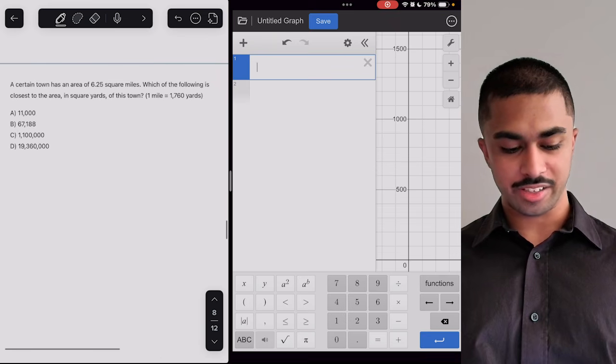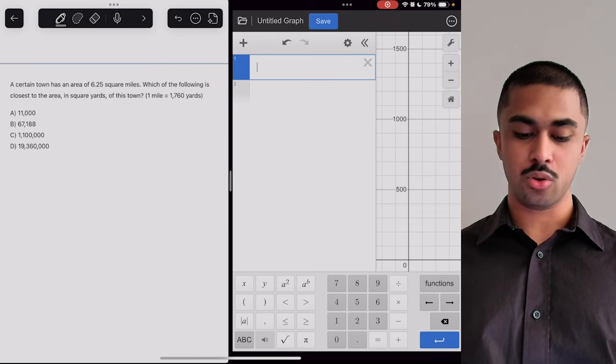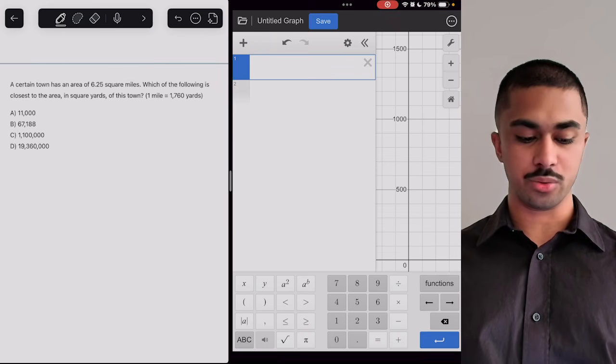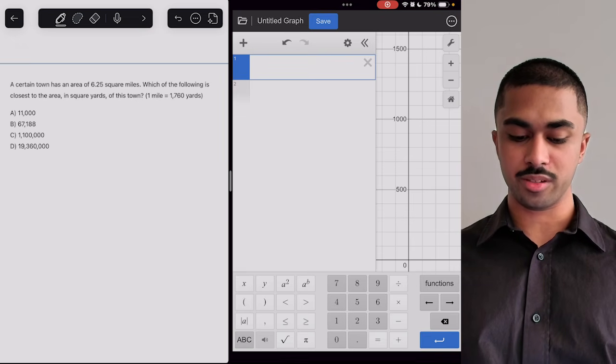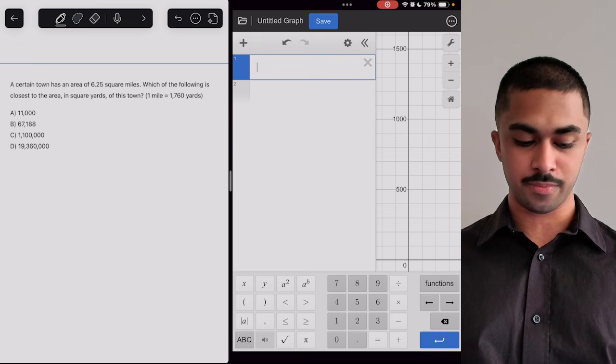A certain town has an area of 6.25 square miles. Which of the following is the closest to the area in square yards of this town? 1 mile equals 1,760 yards.